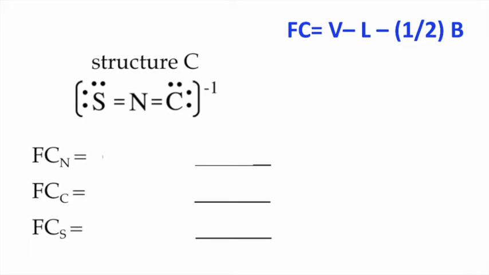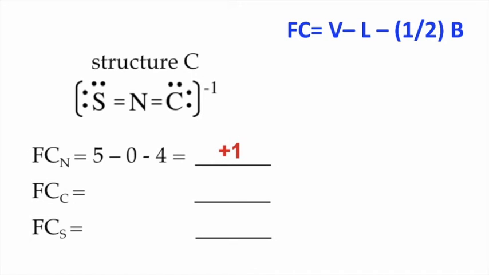Okay, now let's do structure C. We're going to look at nitrogen first. Nitrogen has 5 valence electrons. It does not have any lone pairs, but we have 8 electrons tied up in those bonds, we're going to take half of those. That'll be 4.